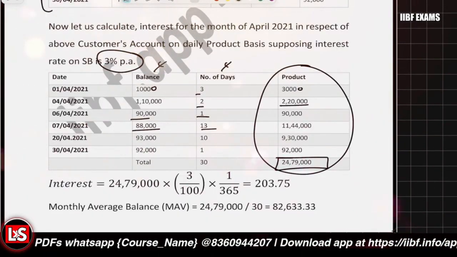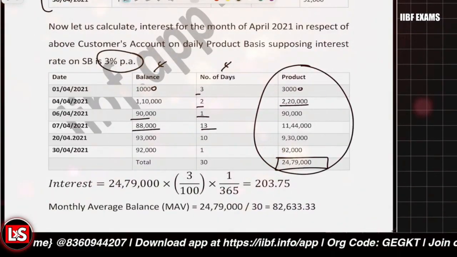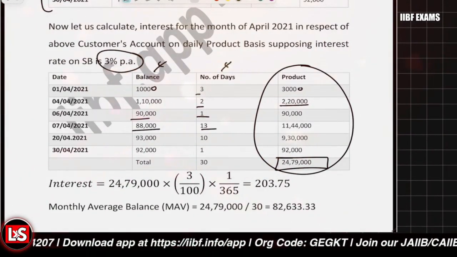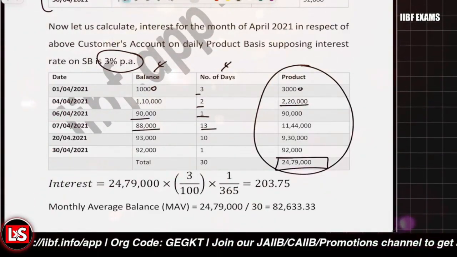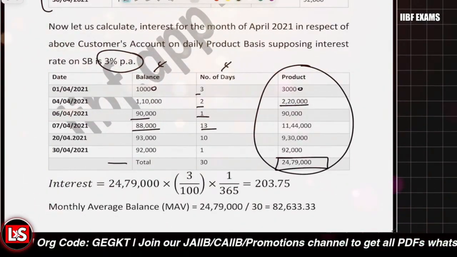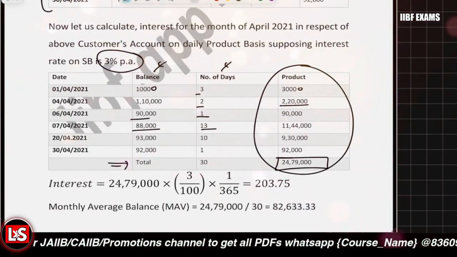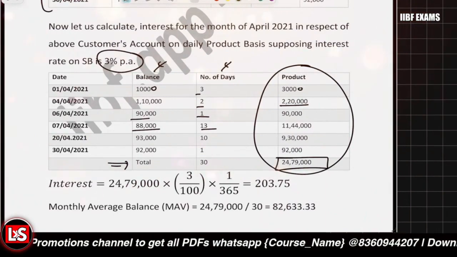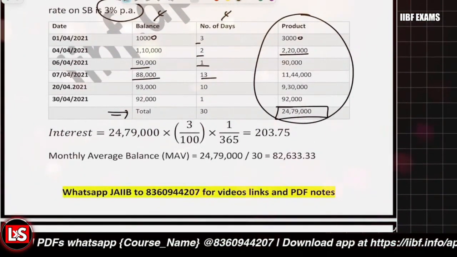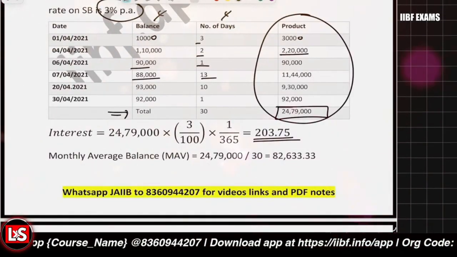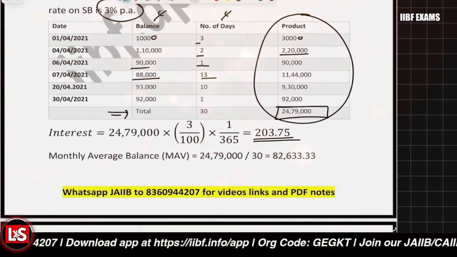I'm not going into the calculations right now, just explaining the things to you. So we calculated the product of the balance and the number of days the balance was there in the account, and we summed all of them, aggregated them all. Then it came out to be 24,79,000, and we calculated the 3% of it. And further, for 1 day, it will be 203.75. So the interest which was calculated was 203.75.